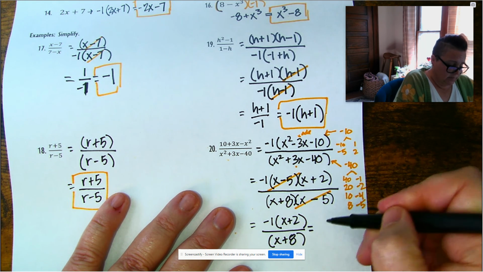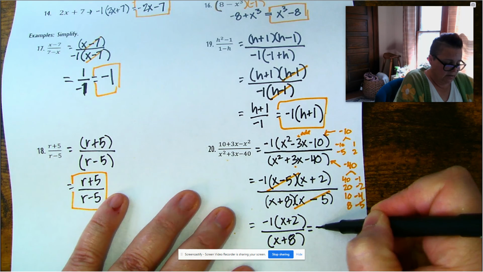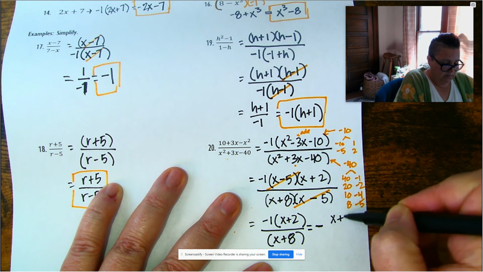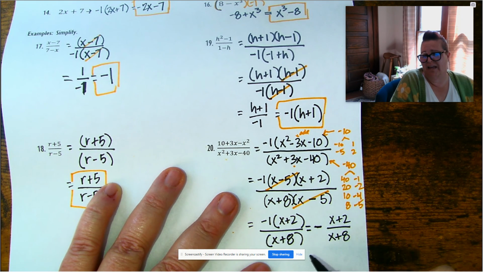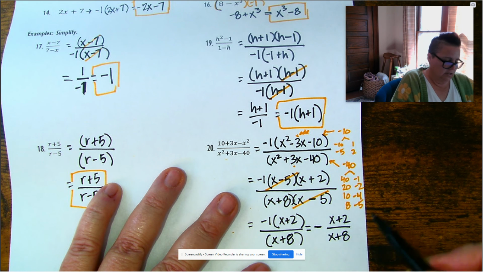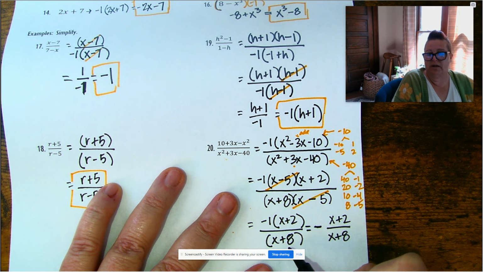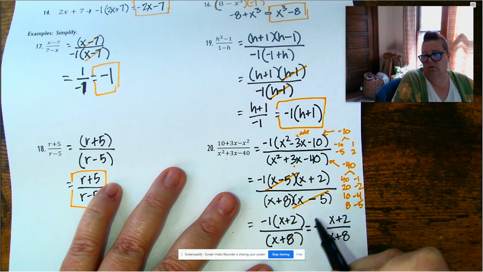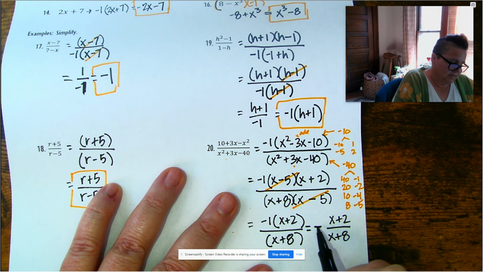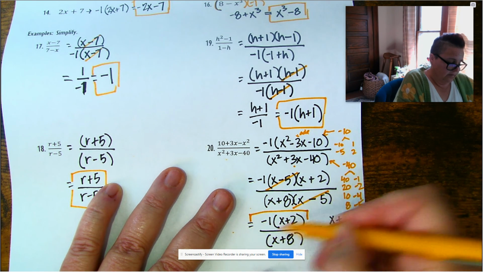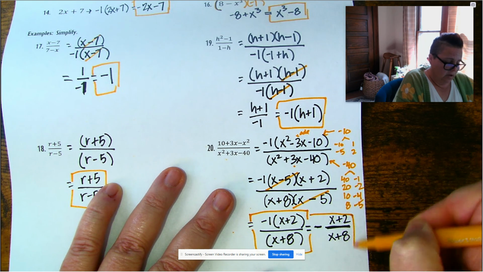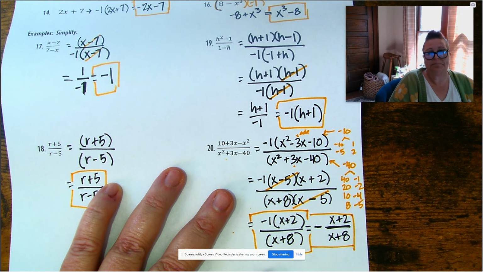I would note that sometimes you will see a negative out front here, and then people will do the x plus 2 over the x plus 8. I'm not a huge fan of throwing that negative out front, simply because it gets lost. So I kind of prefer this method of writing the answer, but there's nothing wrong with the other. I just worry that I'll miss that negative because it's right on the same line as that fraction bar.